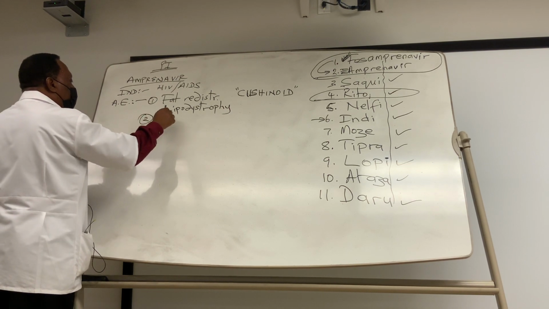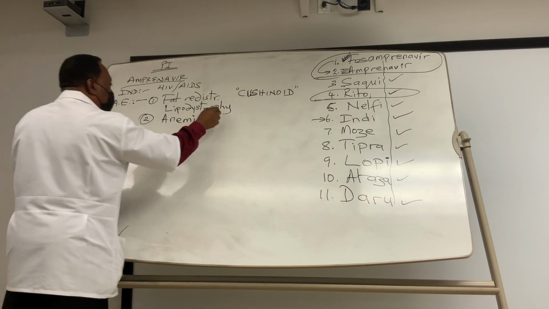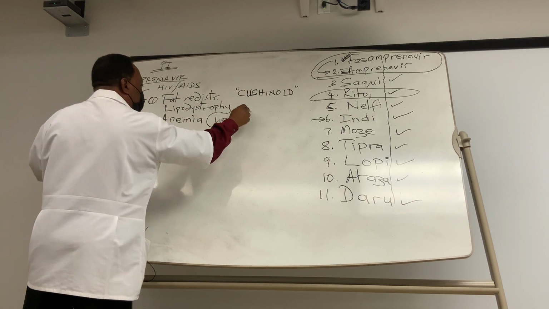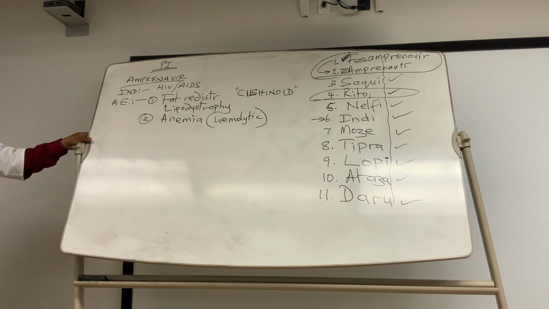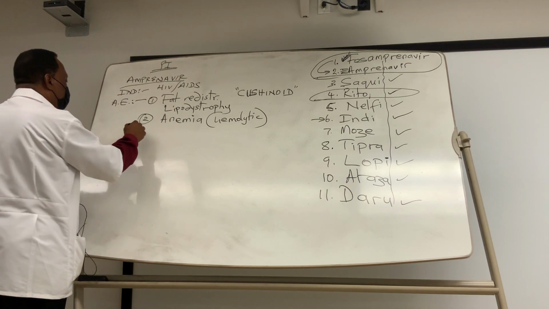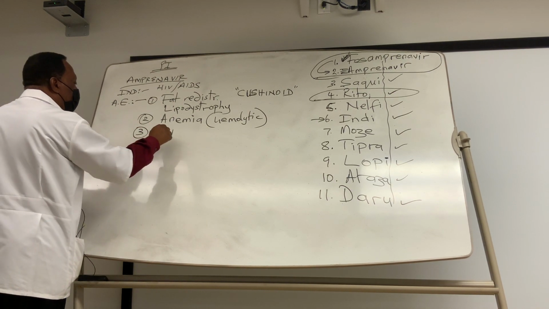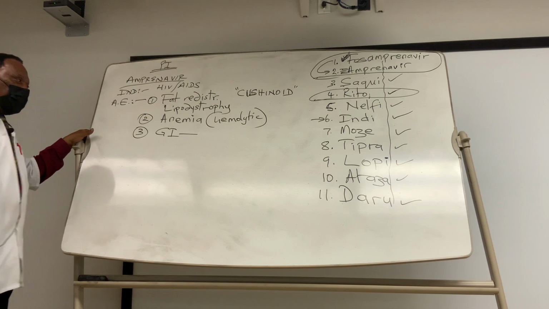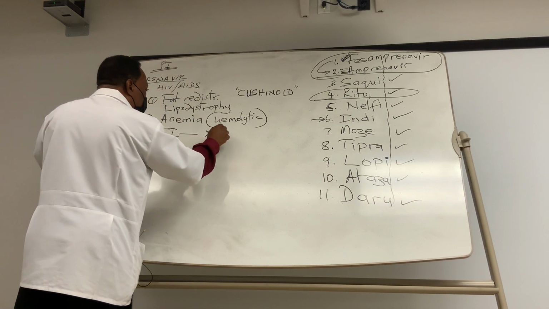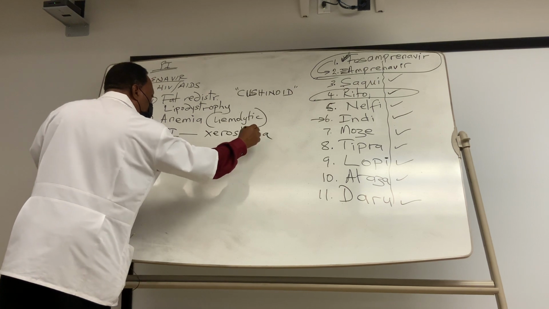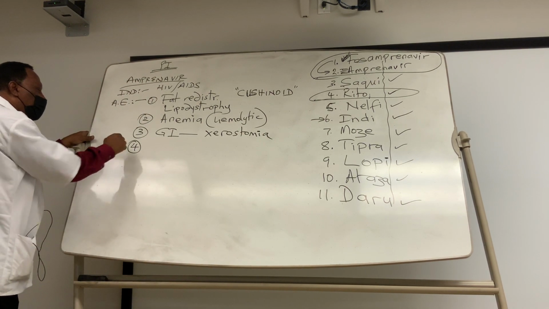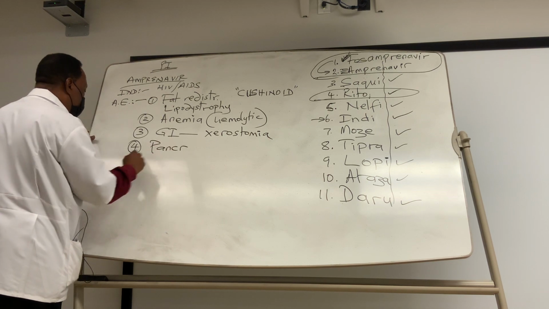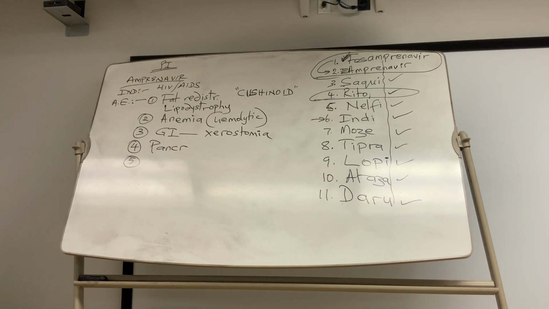And two, it can produce anemia, and this is usually a hemolytic anemia type thing. It can produce hemolytic anemia. Remember, we said it can cause hemorrhage, so that can lead to anemia. And then on the GI tract, you can have nausea, vomiting, and diarrhea, but what stands out is xerostomia. It can cause an inflammation of the pancreas, pancreatitis.